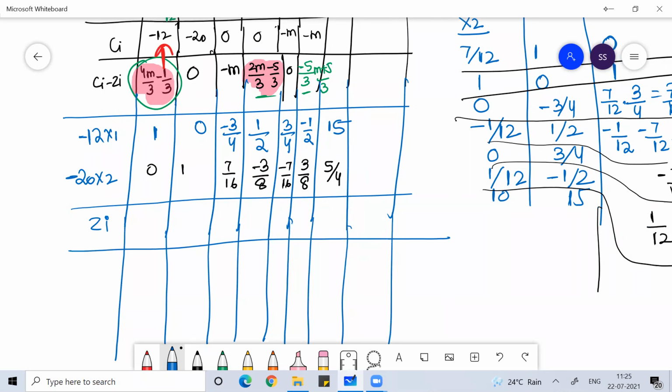Zj value: this is minus 12, minus 20. This is 12 into 3 by 4, so this is 9, then 3 into 3 is 9. And this is minus 140 by 16. So 16 nines are 144, so 4 by 16, which is 1 by 4.